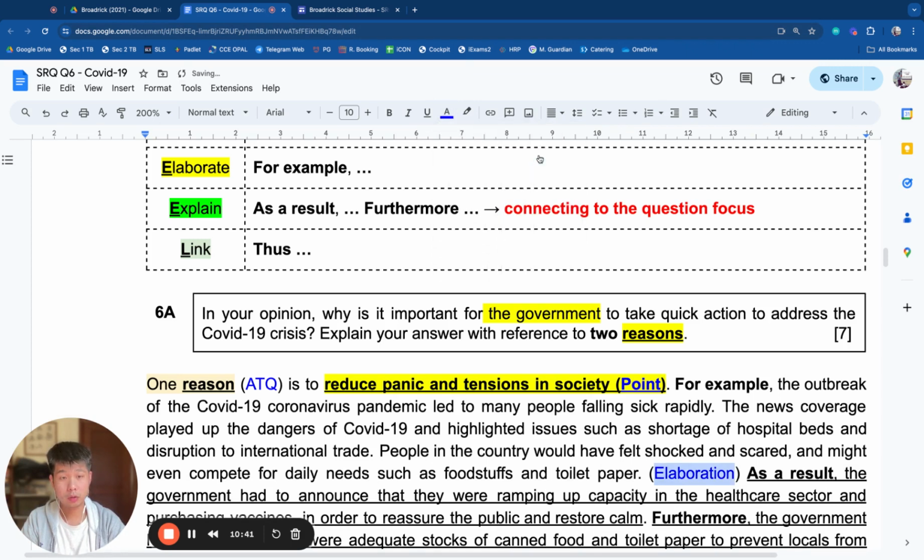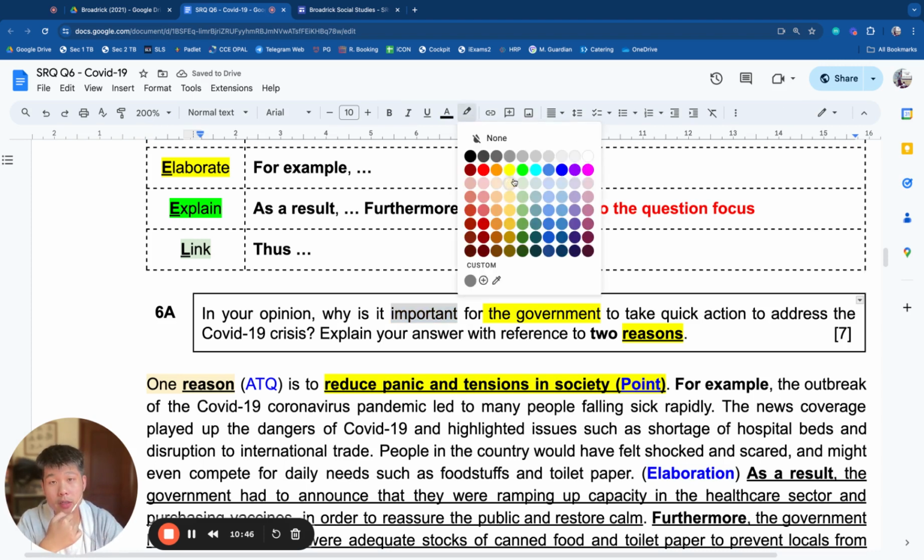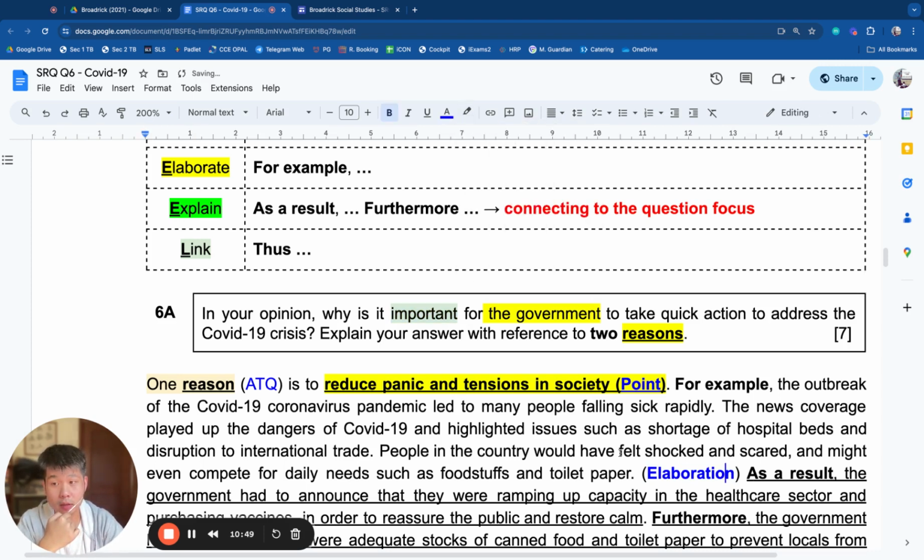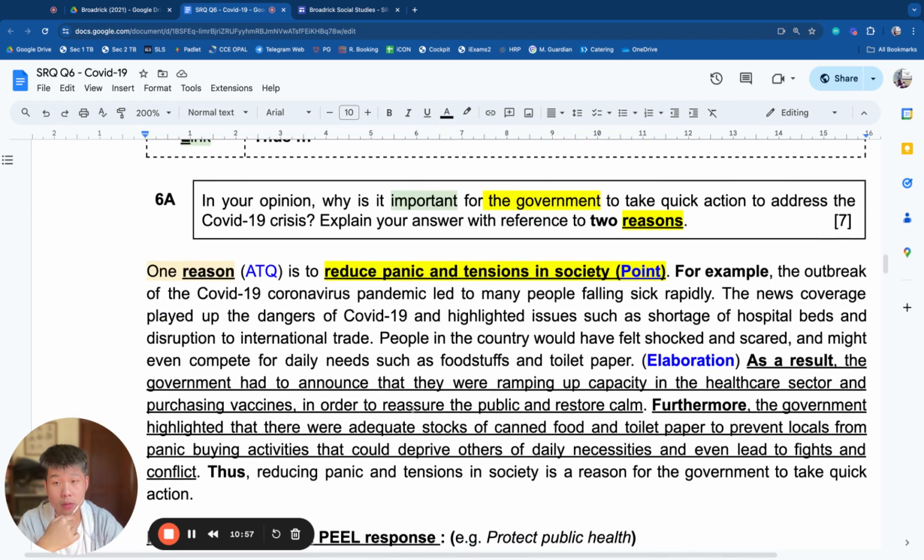So I want to now go into my explanation. So why is it important? So what if people are fighting and scrambling for toilet paper? So what if they're shocked and scared? Why must the government do something about it? Well, the government had to announce that they were taking real action, they were ramping up capacity, which would reassure the public and restore calm. This would allow people to go about their daily lives in a more reassured manner that improves their psychological well-being.